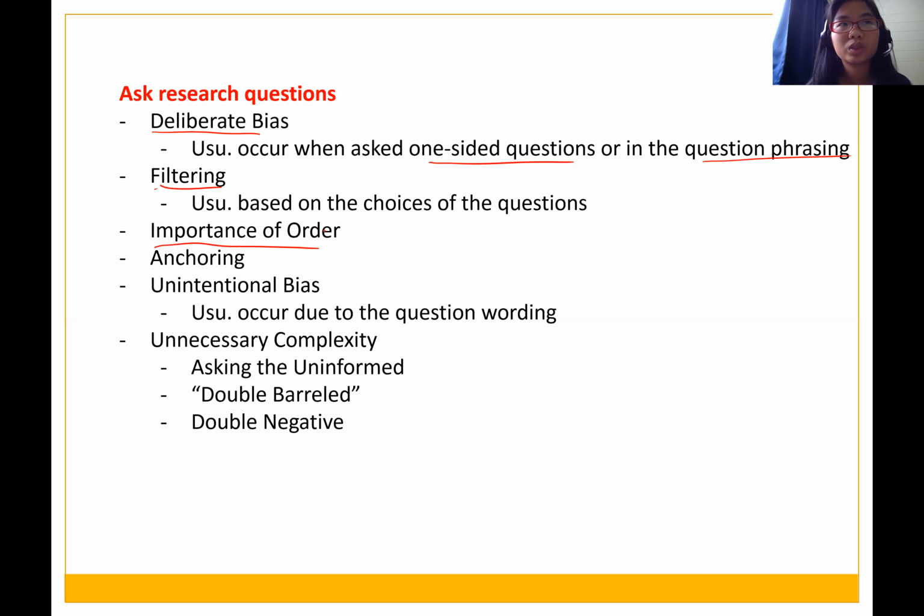The next one is unintentional bias. These are not the one-sided questions that I mentioned before, but sometimes it's just the way that you use the words. Usually they're going to ask you, do you agree or disagree with something? But the way that they phrase the something part is the problem. So say they ask, do you agree or disagree that we cannot party all night?